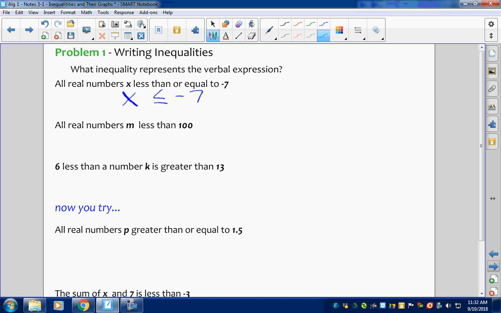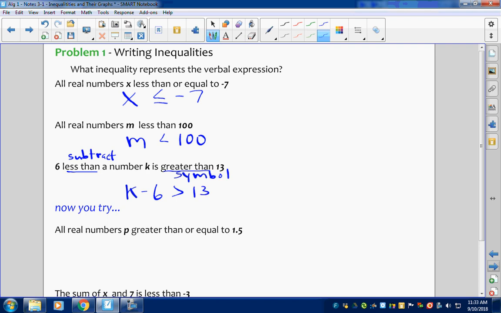All real numbers m less than 100. So it would be m less than 100. And 6 less than a number k, this less than means subtract. And this greater than is the symbol. So it looks like this. It's k minus 6 is greater than 13.